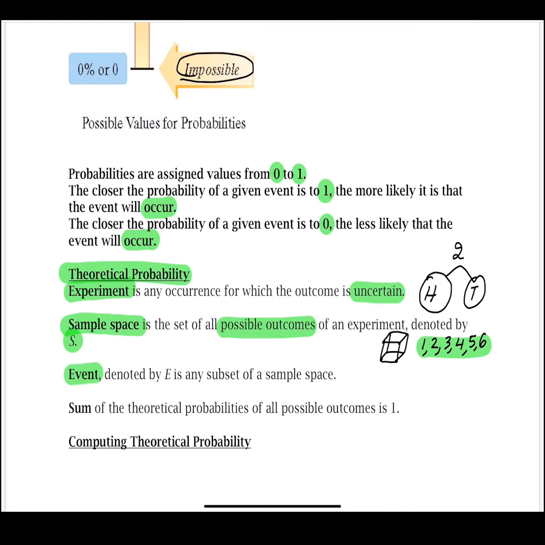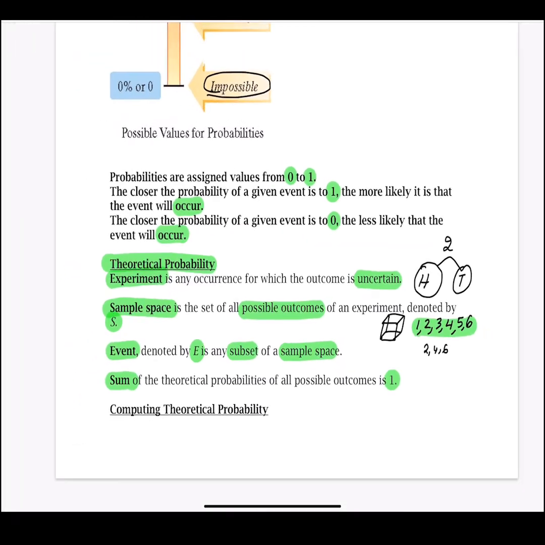Event is denoted by E, and is a subset of a sample space. The sum of the theoretical probabilities is 1. So if you add all the probabilities, you will end up with 1. So now you might be thinking, what exactly is an event? If I toss a coin and I'm looking for the head, my event is getting a head. If I roll a dice and I'm looking for an even number, my event is getting 2, 4, and 6. This will make much more sense once we start working on the problems. Computing theoretical probability. So let's go ahead and do that.